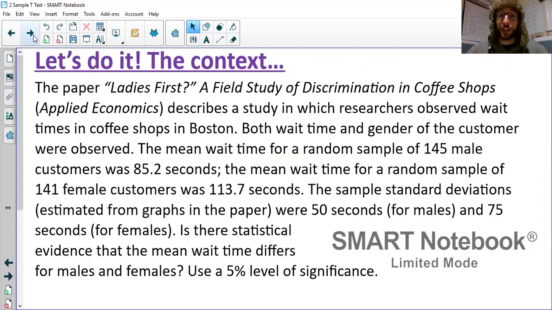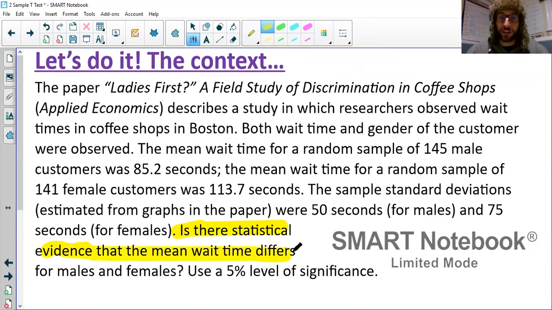So as you jump in, context-wise, same exact context as yesterday. So pick up where yesterday's video left off in your notes. But if this is new, maybe a good idea to write this down. So we're looking at comparing the mean wait times of males and females at a coffee shop in Boston. And today, right, the question is there statistical evidence that the mean wait time differs for males and females? The statistical evidence phrase kind of suggests to us exam-wise that might be a hypothesis test.